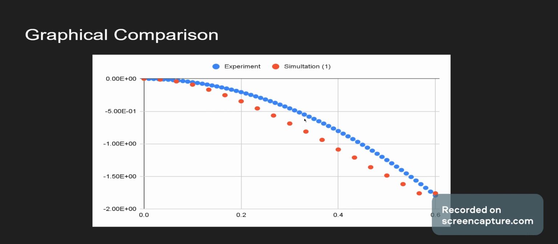Here's a graphical comparison between the experiment and the simulation. As you can see, in the experiment the ball falls a little bit slower, and in the simulation the ball falls a lot quicker, and it hits the ground before the experiment does.